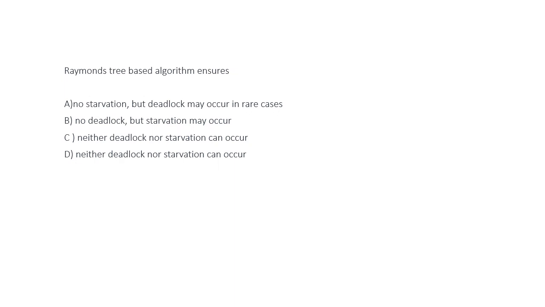As it creates a tree, there is no cycle possible. So there is no deadlock involved in this. But the site can enter the critical section on receiving the token even when the request is not on top of the request queue. As a result, starvation to processors can occur. So the correct option is no deadlock, but starvation may occur. And option B is the correct answer.